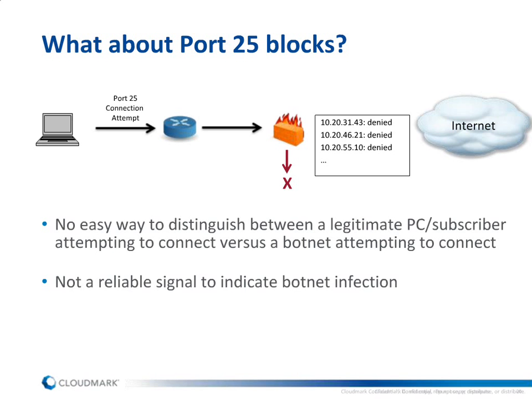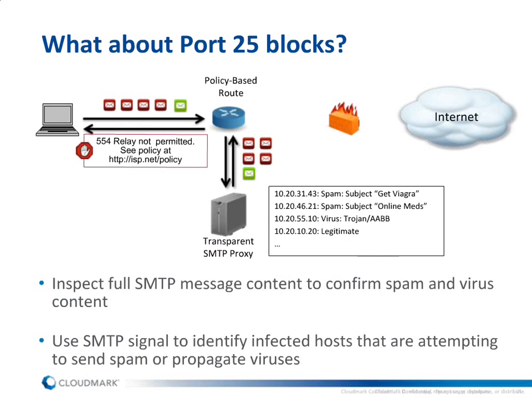But what if we take port 25 traffic and analyze it? It becomes a great signal for identifying botted end-user machines. Using a transparent SMTP policy engine to inspect the full content of the message can inform if it's spam or virus, and that correlates to an infection. This is the highest quality signal for discovering bots.